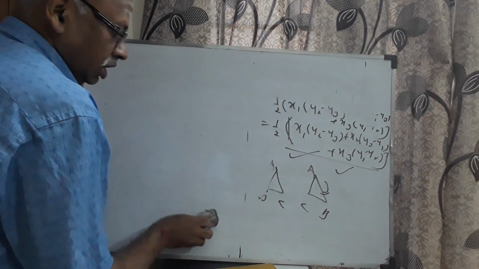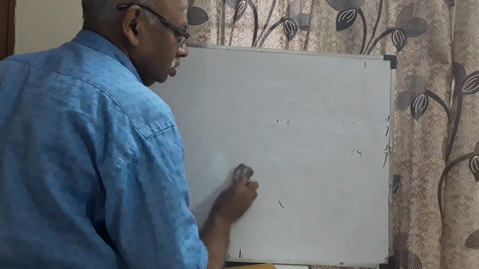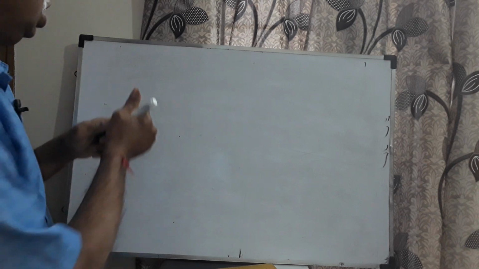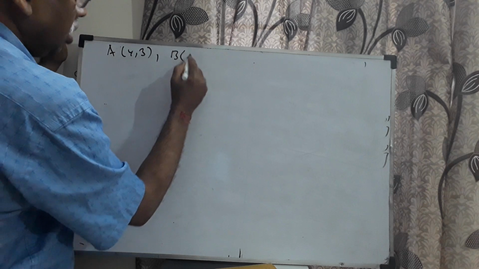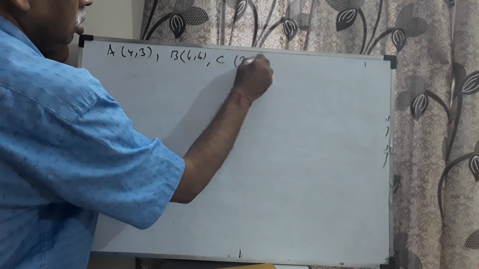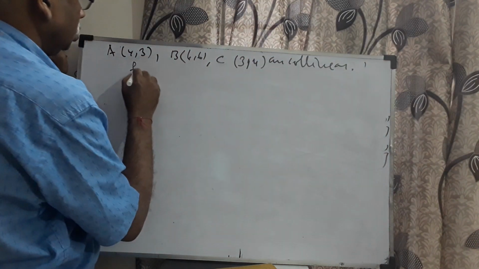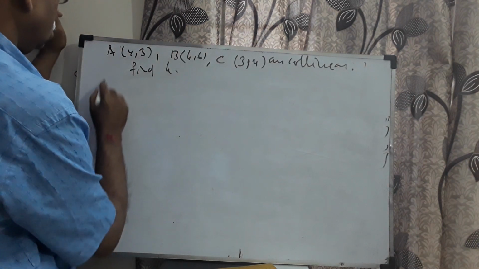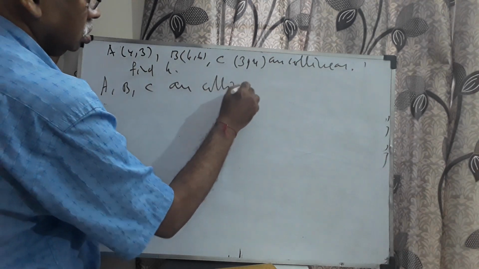Now, next I will give you another problem. If the points A (4, 3), B (k, 6), C (3, 4) are collinear, find k. Now A, B, C are collinear.